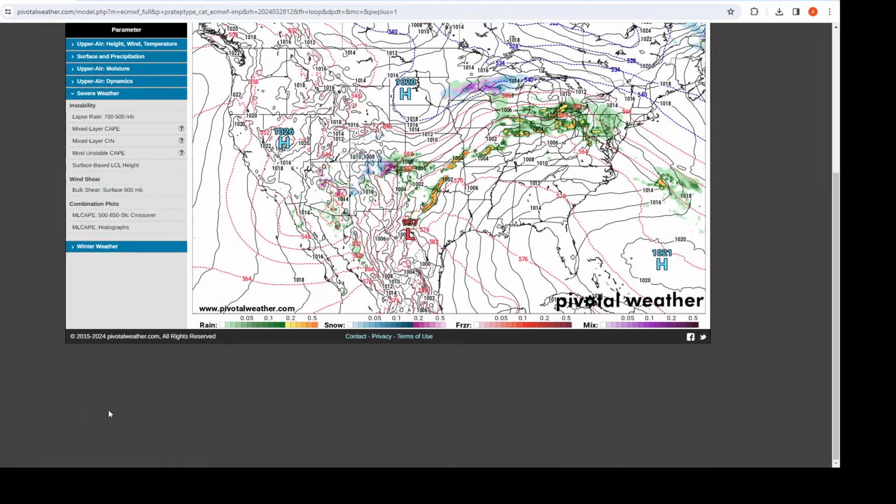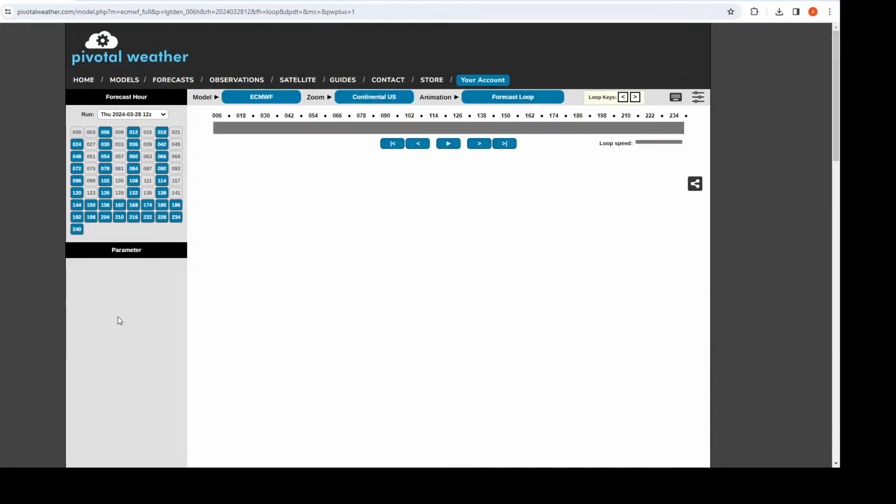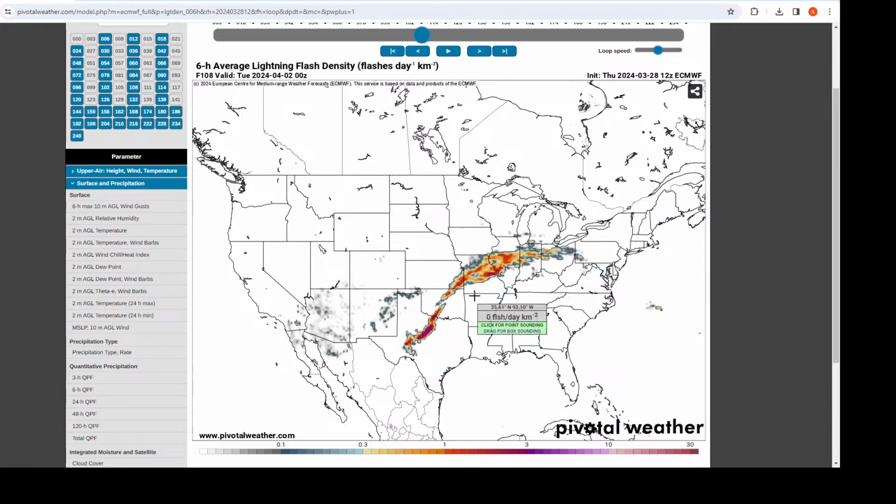Something that the GFS does not give us, but the Euro model does, is lightning flash density, which is pretty reliable. Lightning flash density basically tells us where the most storms are going to be and where the most lightning is going to be. Usually with setups like this, when you have lots of lightning, that's usually a sign of tornado genesis.